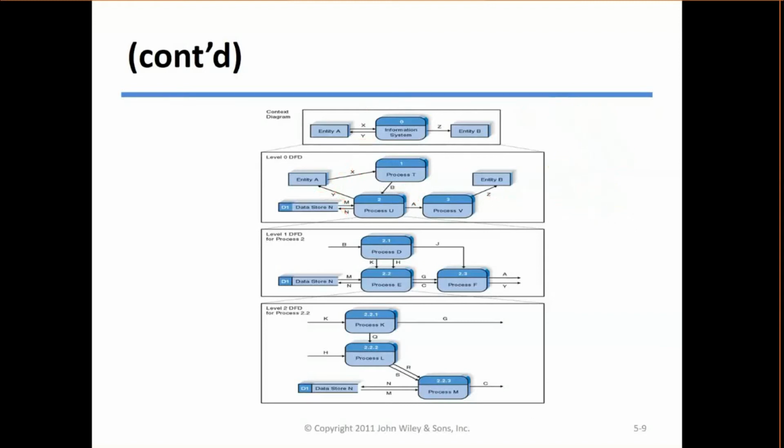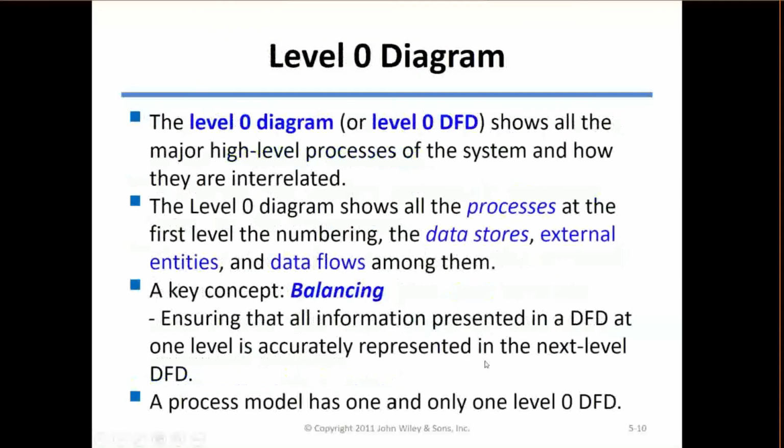Okay, if it is somehow clear, then come on to the level 0 diagram. Let's define once again, then maybe we'll be clear. The level 0 diagram shows all the major high-level processes of the system and how they are interconnected. The level 0 diagram shows all the processes at the first level.